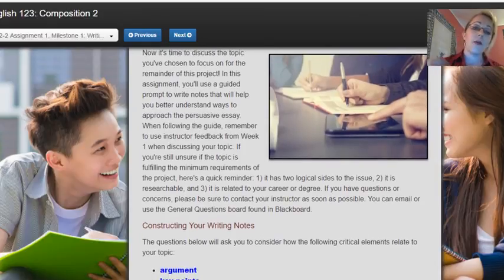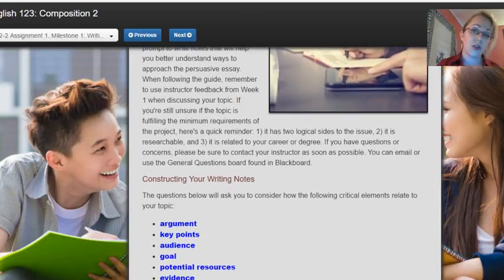Alright, now we're going to want to start fully exploring the idea, the topic that we're focusing on for the remainder of our project. With this assignment, we're going to use guided prompting questions to help create some writing notes that is going to help you better understand how to kind of approach this persuasive essay. We want to be sure to look at both what we're kind of expecting our assignment to be in MindEdge and also the rubric as well. And we'll go over the rubric in just a couple minutes.